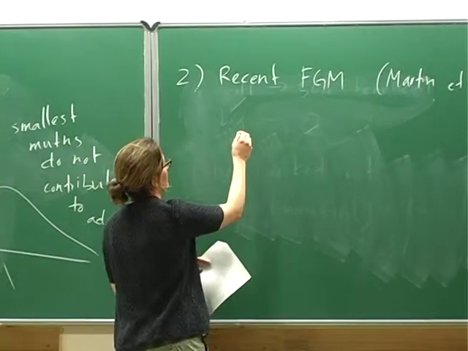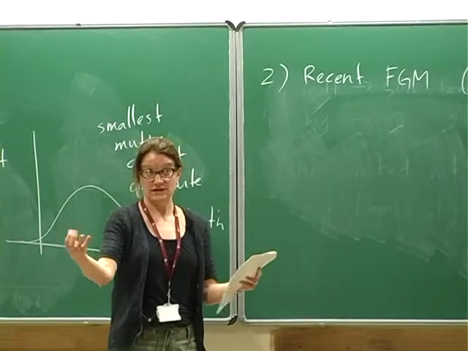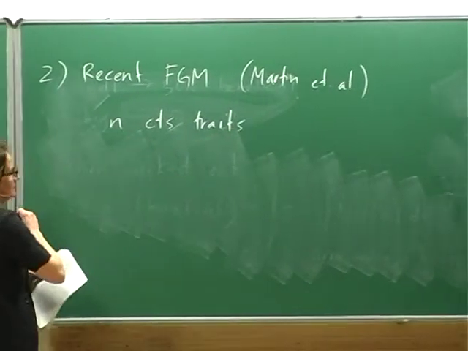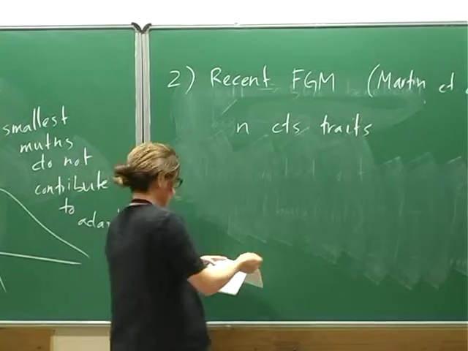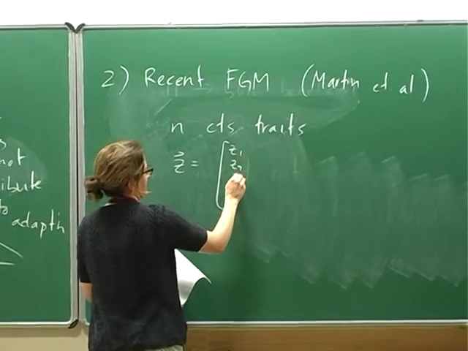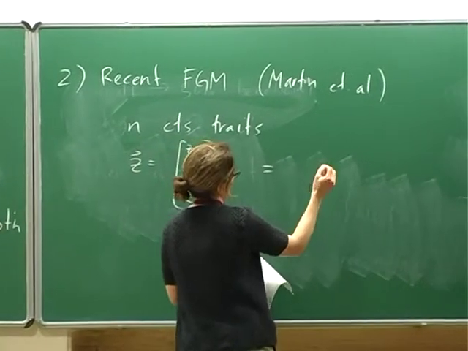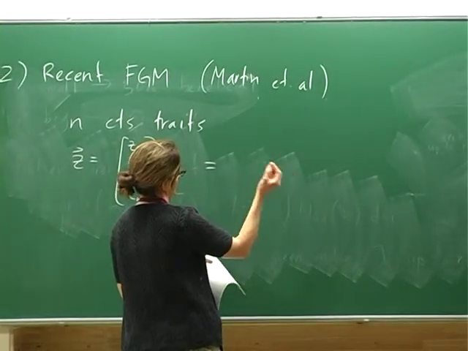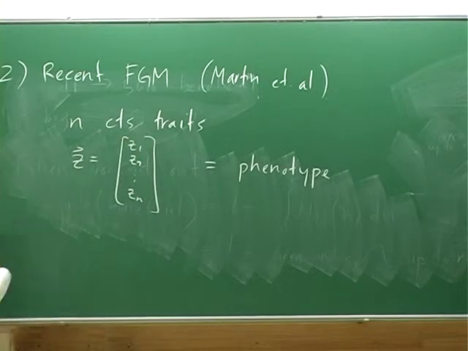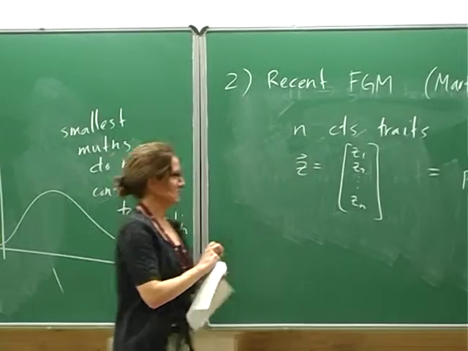So the basic idea is that I drew 2 trait axes, but we could have many, many traits. So let's have n traits. N continuous traits. And the population is characterized by a vector then, an n vector z, which is z1, z2, zn. And it's what they call a genetically coded phenotype, but we'll just call it phenotype. All right, so there's a point on each axis.